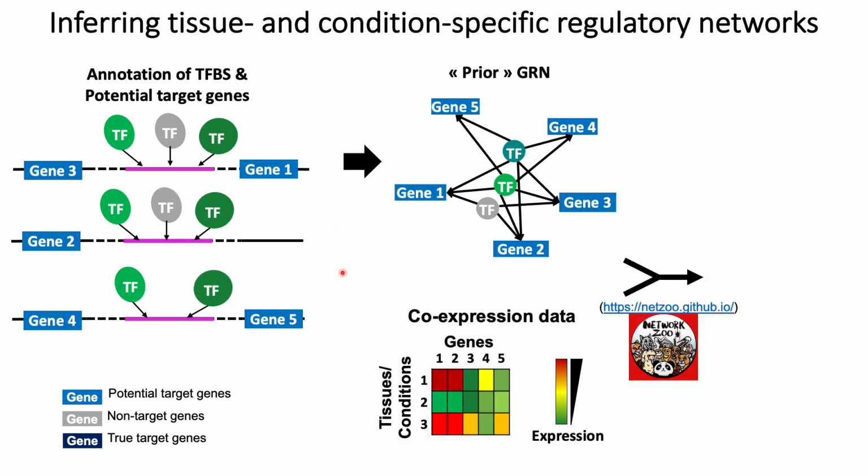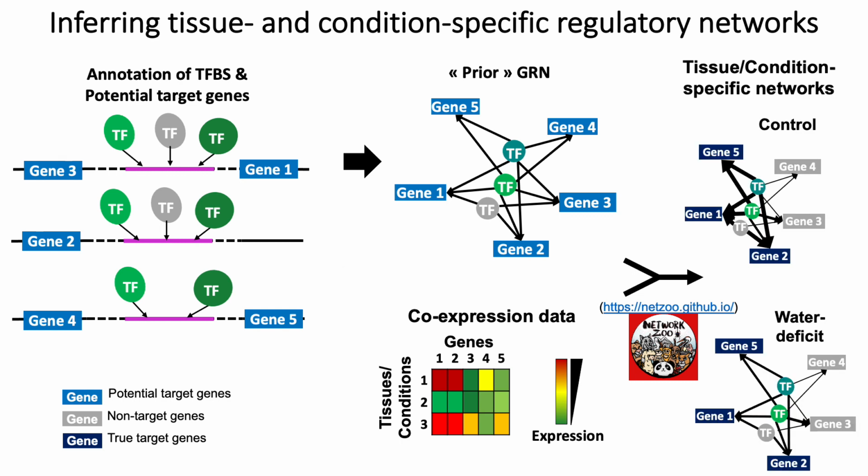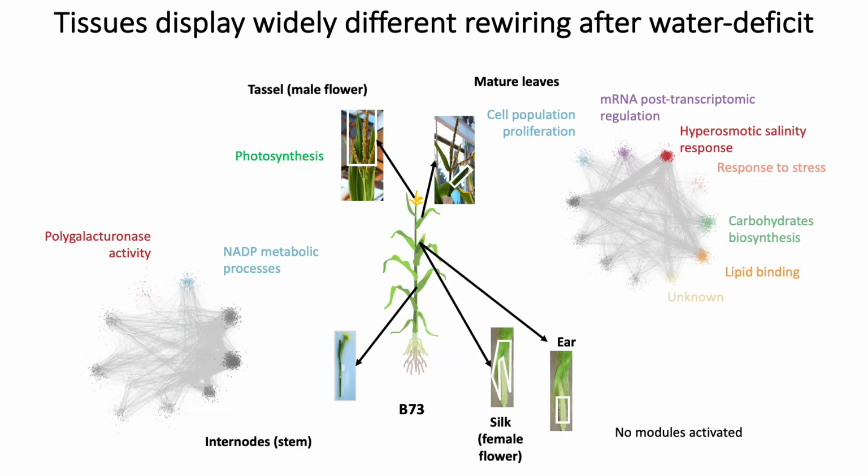To this genomic data, we can add co-expression data obtained on different tissues and conditions. We then combine this information using PANDA and LIONESS from the NetZoo suite. This allowed us to infer the contribution of each tissue and condition combination to the gene regulatory network. We then applied this method to maize response to water deficits.